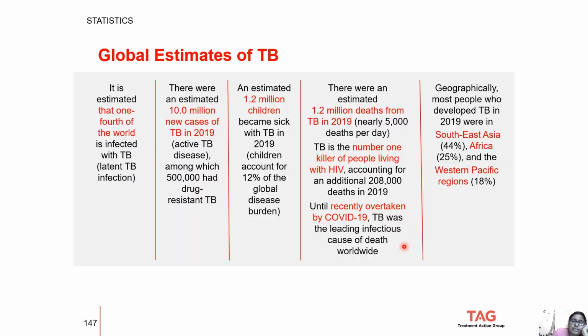So obviously the global statistics is important. It is estimated that 1/4 of the world is infected with latent TB. And there were an estimated 10 million new cases of TB in 2019, among which 500,000 had drug resistant TB. So it's a very huge number and it is very scary.